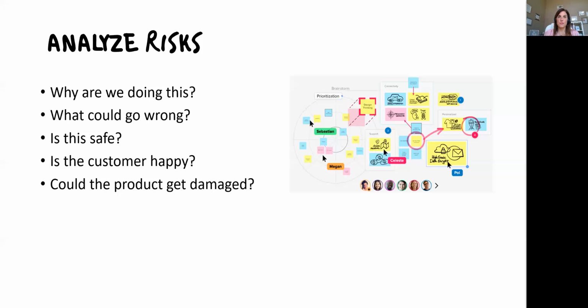So try to find out some questions such as: why are we doing this? What could go wrong? Is it safe? Is the customer happy? Could the product get damaged, especially when you have a crisis like the one we have been dealing with during COVID-19? There are so many unexpected risks, things that we don't even know can happen. So this is where you have to ask more questions. Remember that in the first skill of attention, we talked about asking questions. Keep asking, observing. This is very important to analyze potential risks that we never thought about.